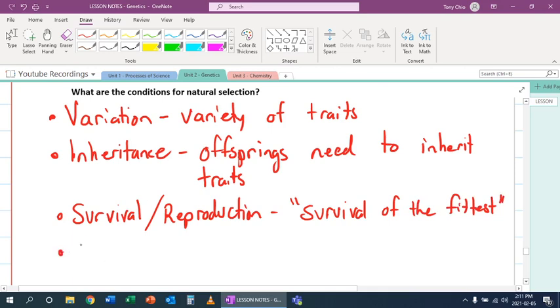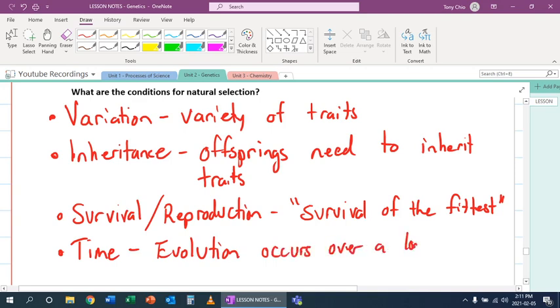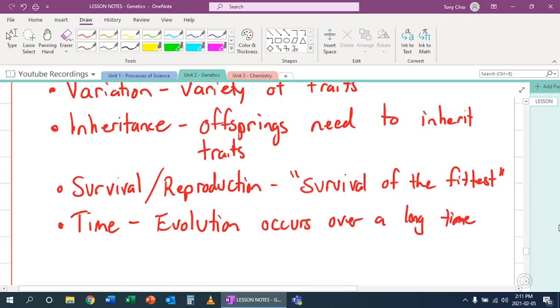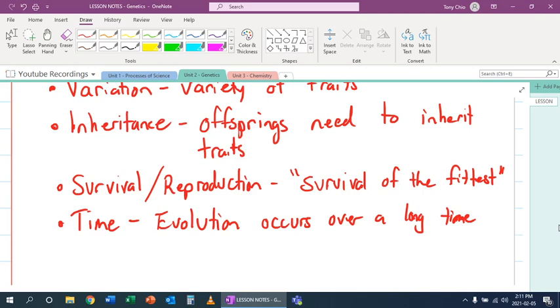There also has to be time. Natural selection happens over a long time, so evolution occurs over a long time. For example, Homo sapiens have been around, by some estimates, for up to 1 million years. Some document that it's actually less, around 200,000 to 300,000 years, but we've been around for a long time, and evolution needs a long time to happen.